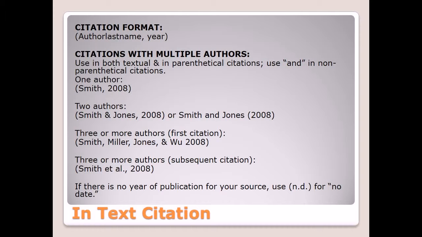If your source has multiple authors, all author last names must be included in the in-text citation. However, if there are 3 or more authors, after you list all author last names the first time, you can shorten it to first author, et al. in later citations.